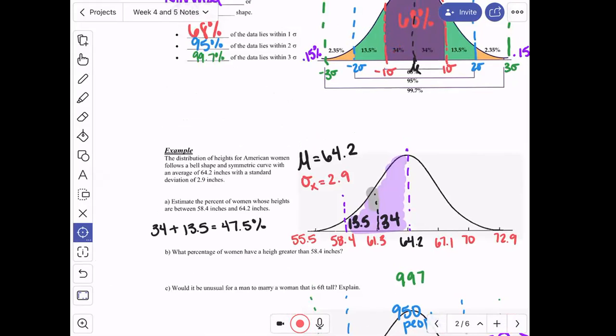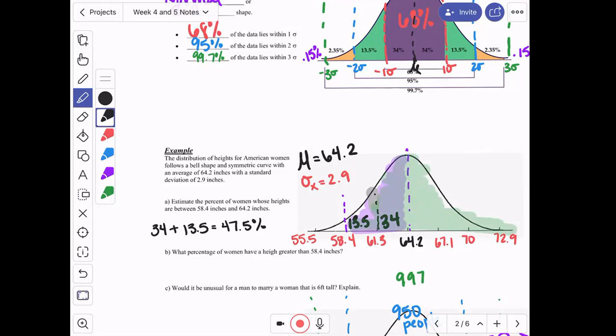What percent of women have a height greater than 58.4 inches? If I want to know greater than 58.4 inches, what do I look at? Anybody? Y'all can still hear me, right? From 58.4 and up. Okay. Thank you. I just wanted to make sure. So 58.4 and up, so I'm going to go this way, right?